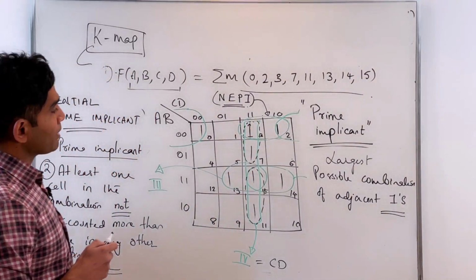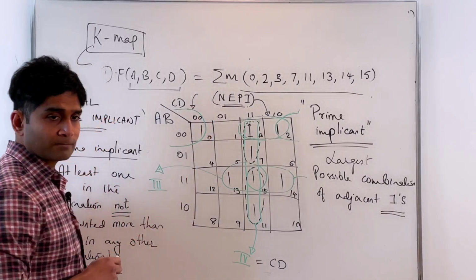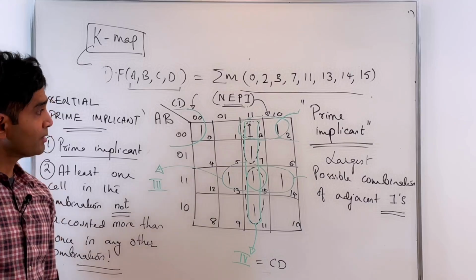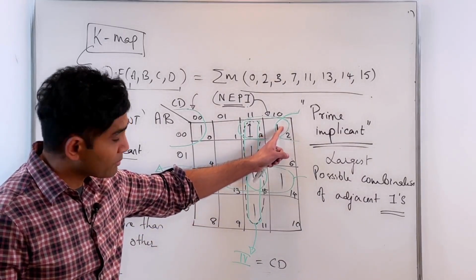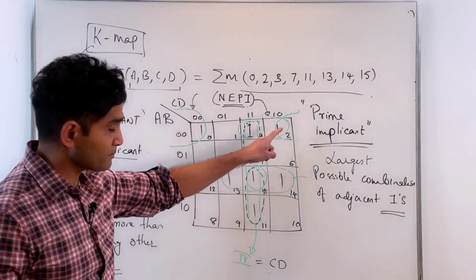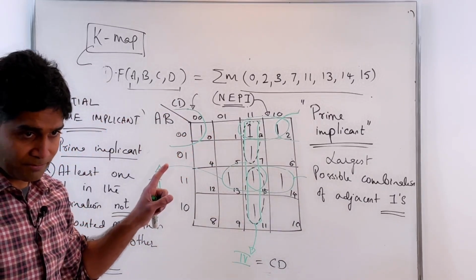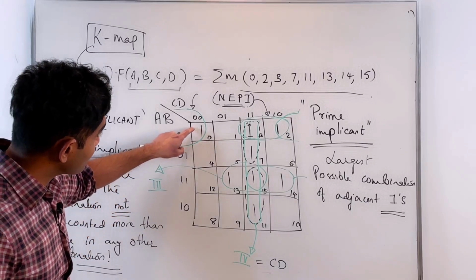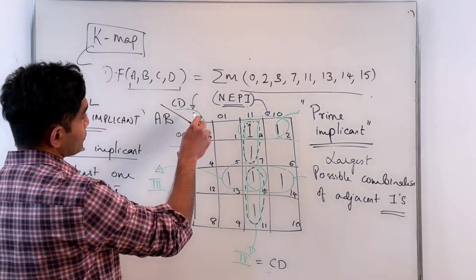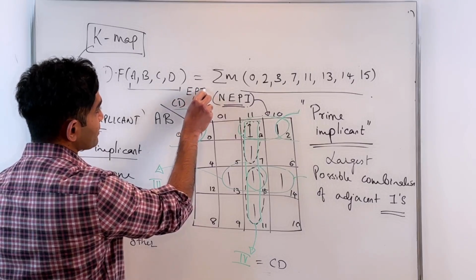Now what about this particular combination, where I have this and this combined? This particular cell is accounted more than once, in this combination as well as in this combination, but this particular cell is only accounted once. It's not accounted in any other combination. So this particular cell is only accounted once. So I will call this the essential prime implicant.